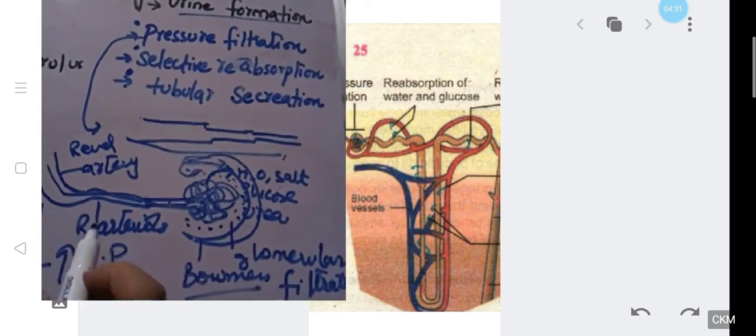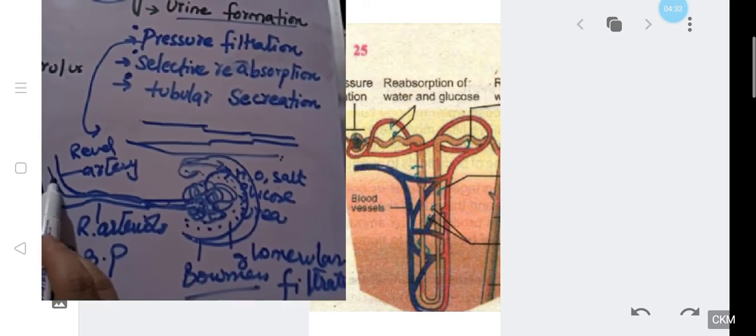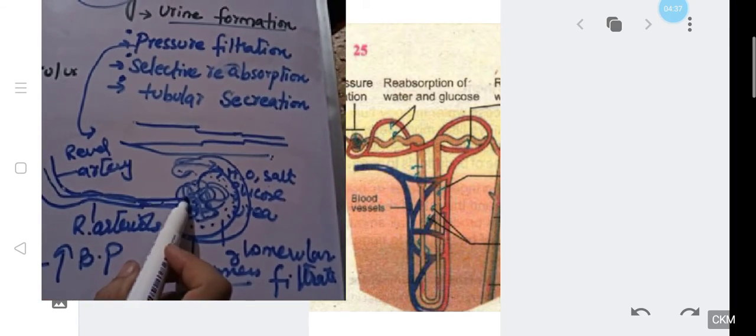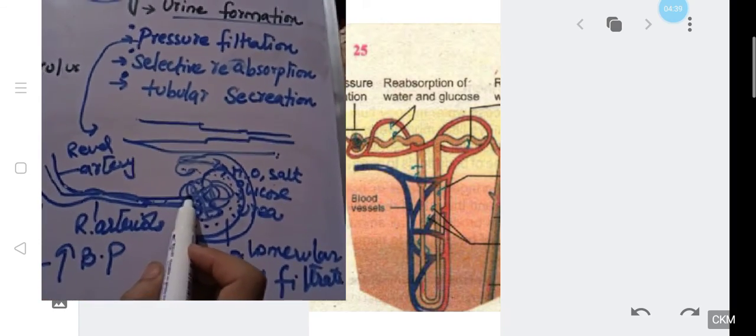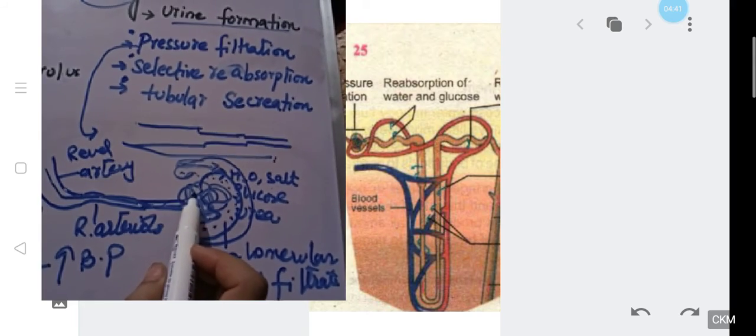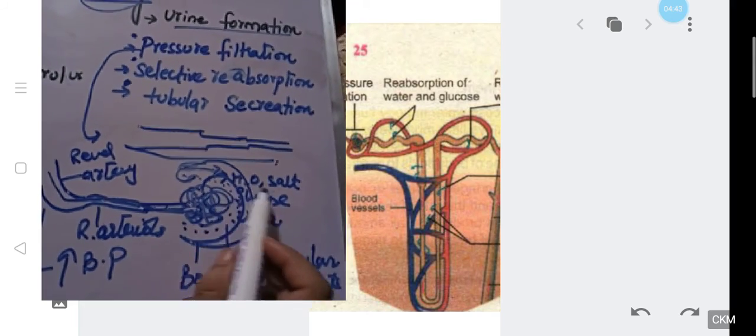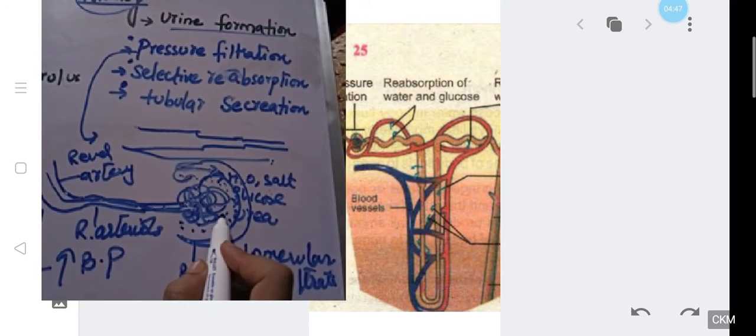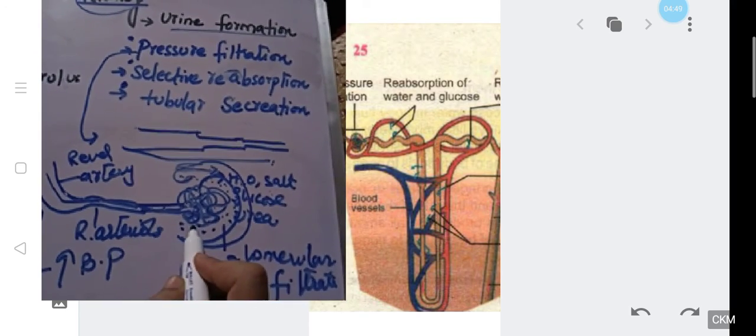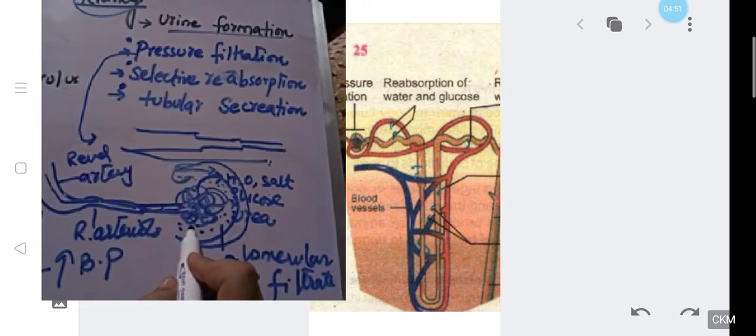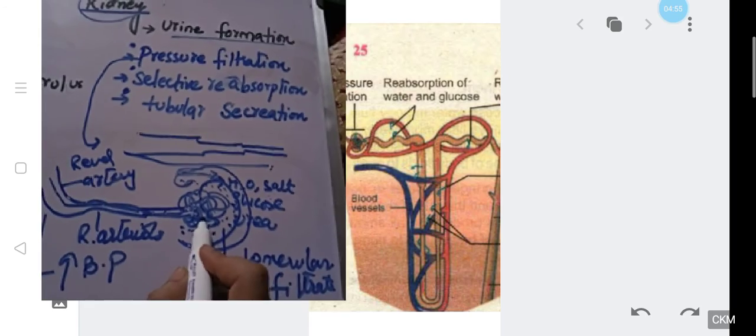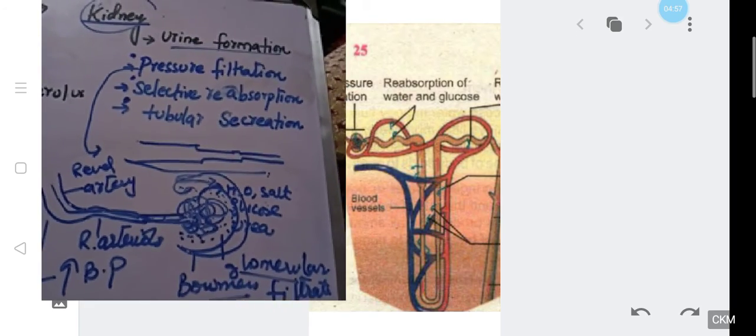So what happens here is that when the blood passes from the renal artery to the renal arteriole, then to the network of capillaries, the glomerulus, the blood pressure increases, due to which water, salt, glucose, and urea are taken out from the glomerulus. The material which is forced out from the glomerulus is known as the glomerular filtrate.